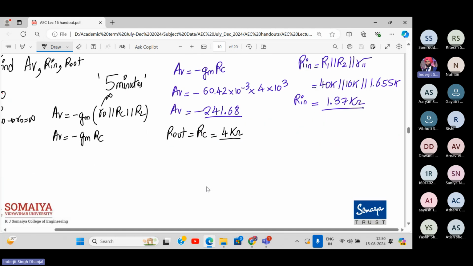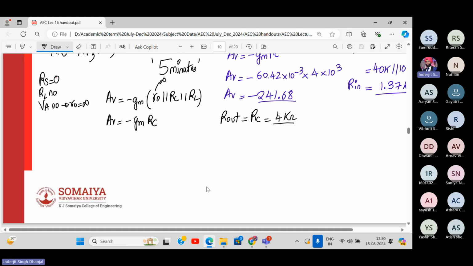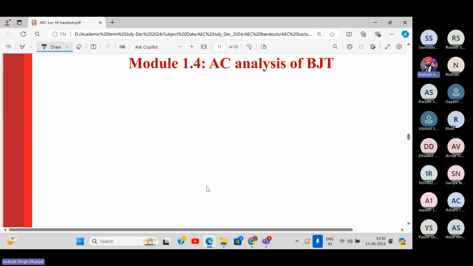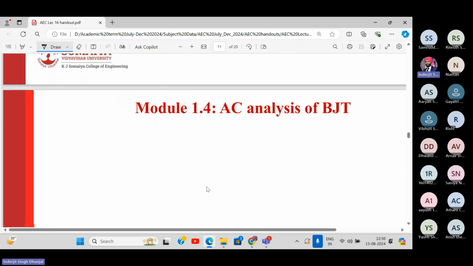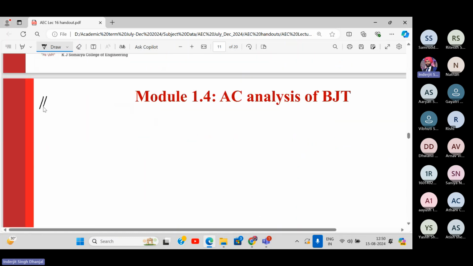Now we have the last 10 minutes. I'll give you the results for one more configuration and then we'll leave for today. So next, write down: common emitter amplifier without bypass capacitor.